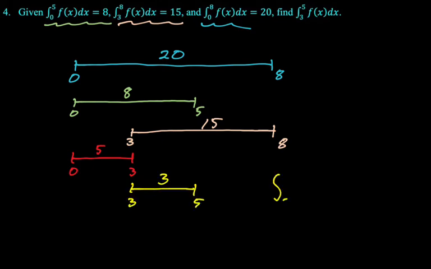So I think the integral from 3 to 5 of f of x dx is going to be equal to 3. That's pretty much how I solve them all the time. If I needed to write it out, I would think, okay, so I first did 20 minus 15. The 20 is the integral from 0 to 8. The 15 is the integral from 3 to 8. So I would write down integral from 0 to 8 minus integral from 3 to 8.